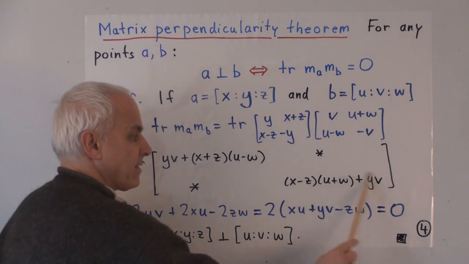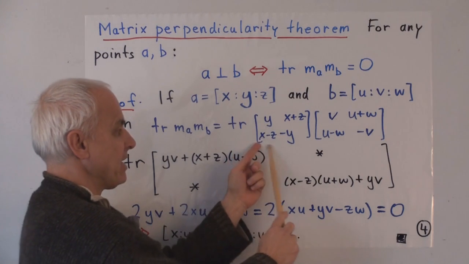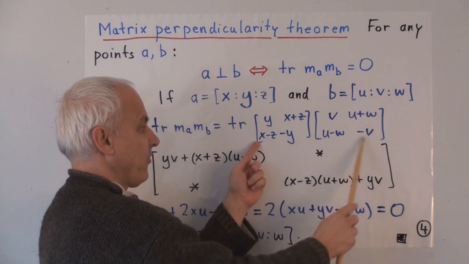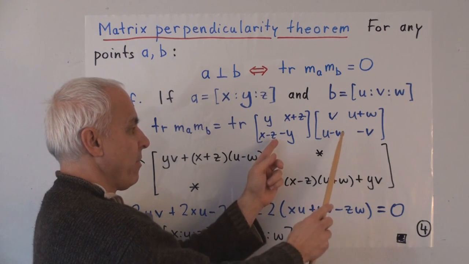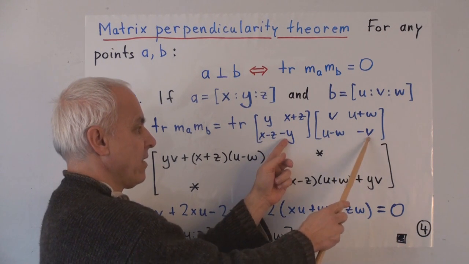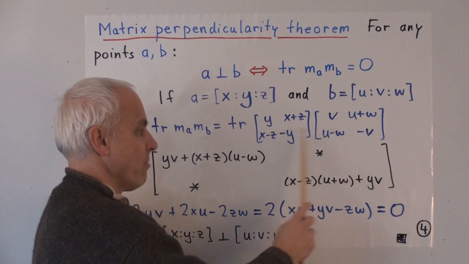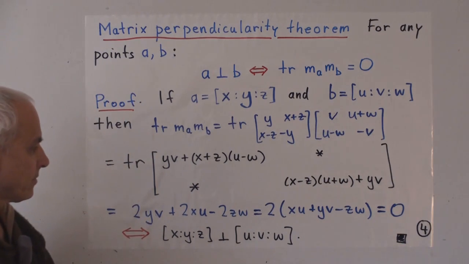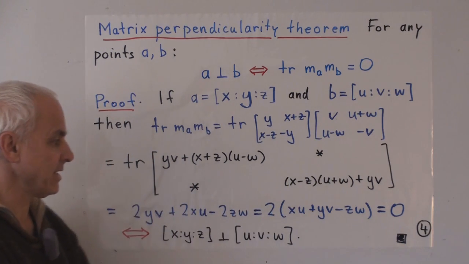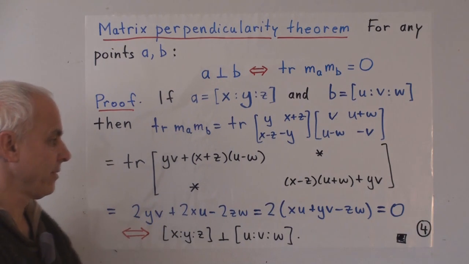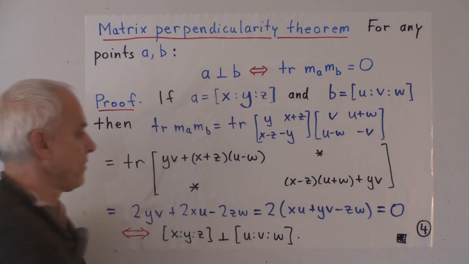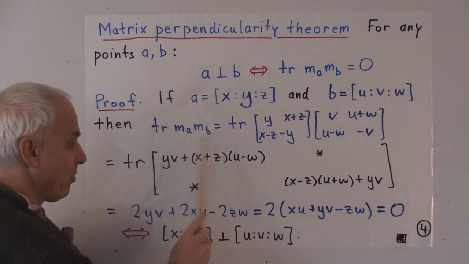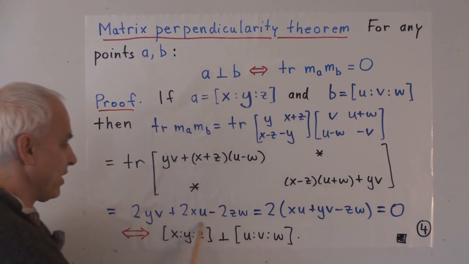And the bottom right component down here is obtained by taking this vector and multiplying it by this one. So (x minus z) times (u plus w) plus yv, because the 2 minus signs cancel. And the trace of that is, well, you add them up, and what are you going to get? You're going to get 2 times yv, then xu appears there and also there, so we're going to get 2 of those.